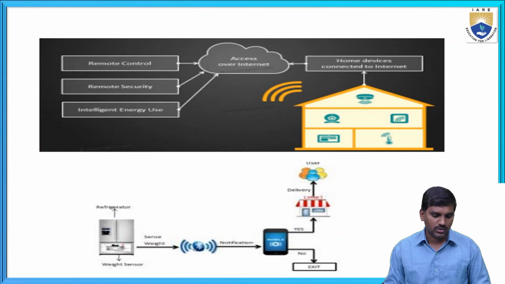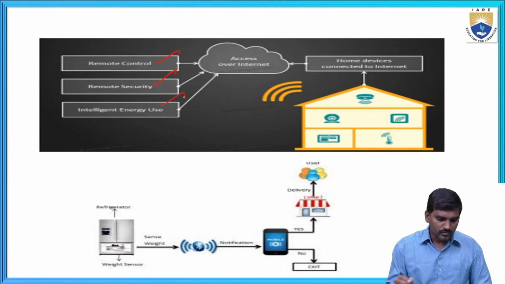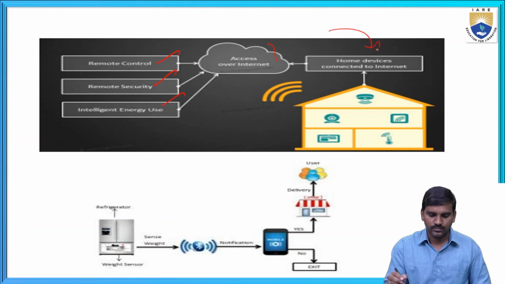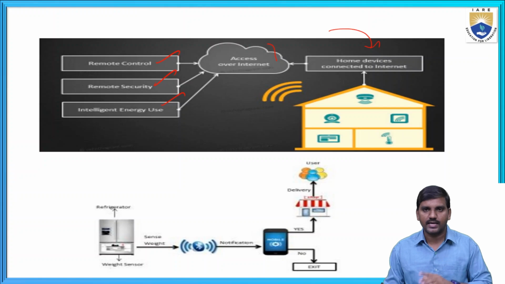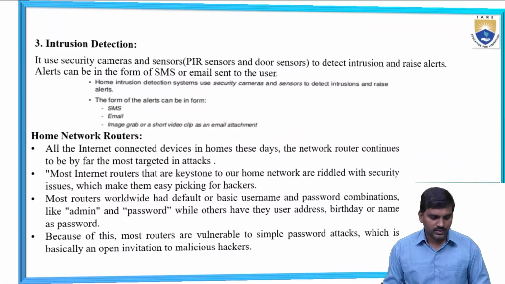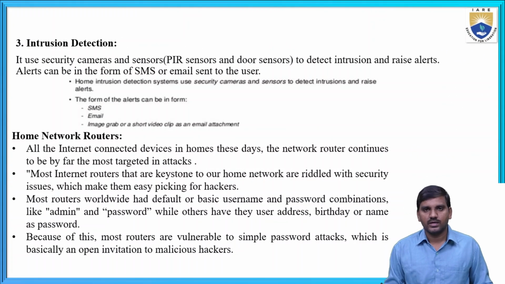These include remote control, remote security, and intelligent energy use, with access to the internet that can connect home devices. This is a block diagram of home appliances available in the network. And intrusion detection: if any unknown or unauthorized person comes to our home, the system will identify whether the person belongs to that home or not. That is intrusion detection, where an intruder, an unknown person, is detected by the intrusion detection system.